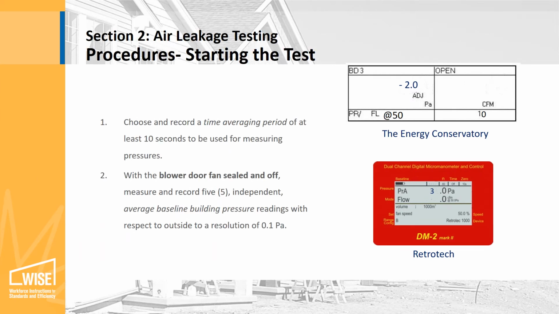Choose and record a time averaging period of at least 10 seconds to be used for measuring pressures. With the blower door fan sealed and off, measure and record 5 independent average baseline building pressure readings with respect to the outside to a resolution of 0.1 pascals. This allows the meter to account for ambient conditions and provides a more accurate result.